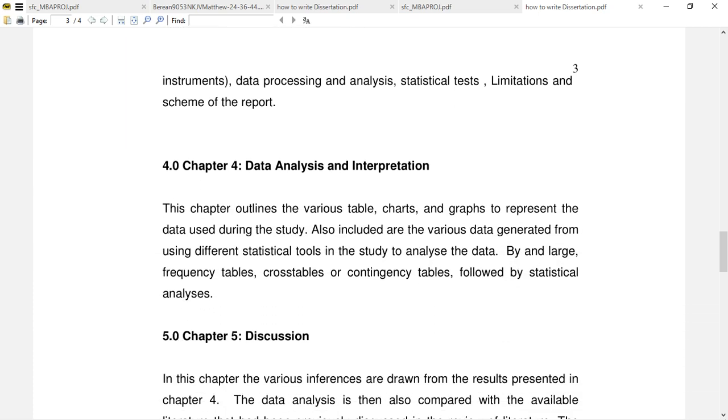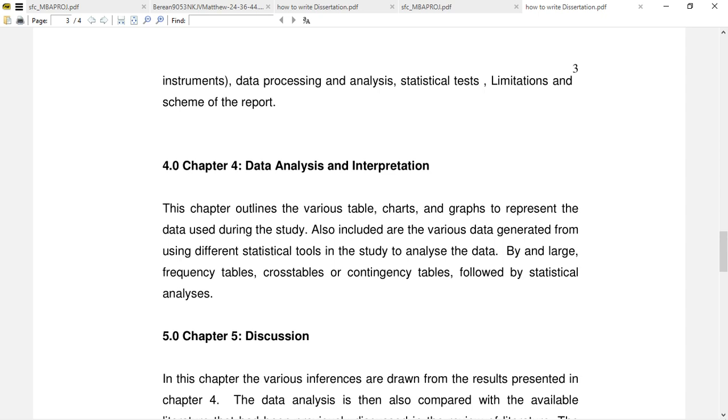It's a very important chapter. Any mistakes that you commit in chapter 3 and the same from fourth chapter onwards, it's all gone case. So you have to ensure that chapter 3 is perfect in all respects. Now chapter 4, data analysis and interpretation. This chapter outlines the various tables, charts, statistical tests, and the graphs that you have used in your study.